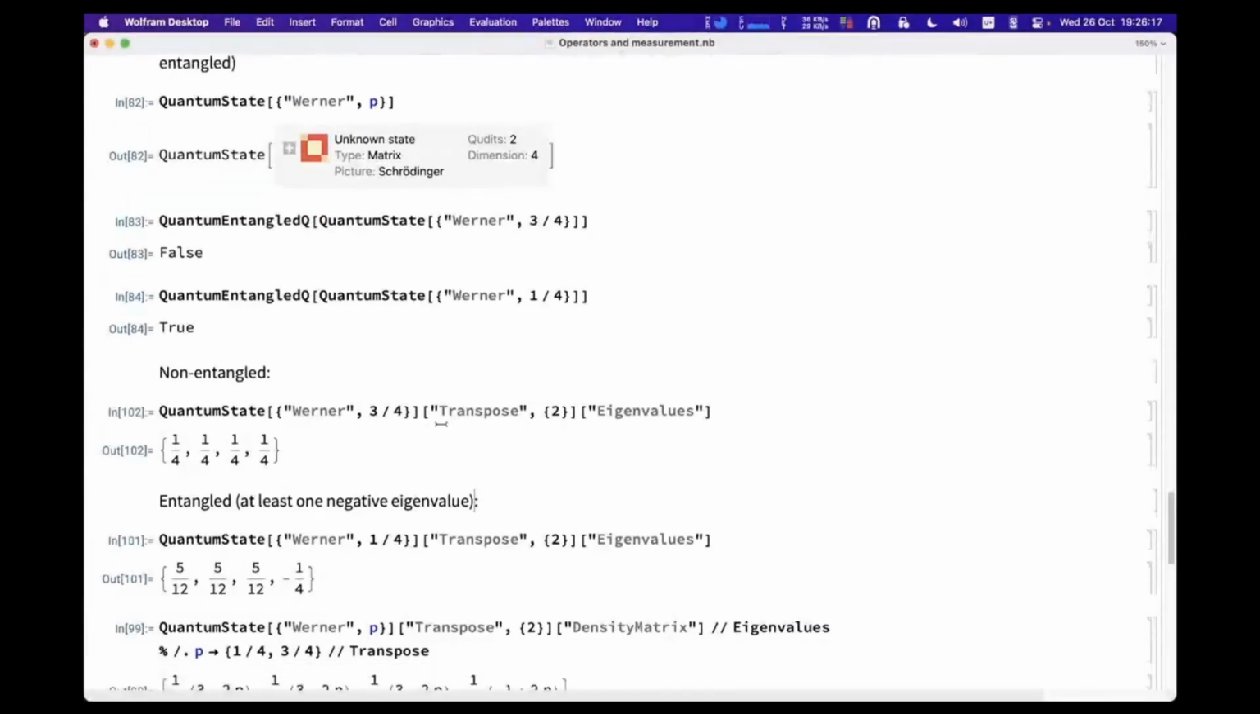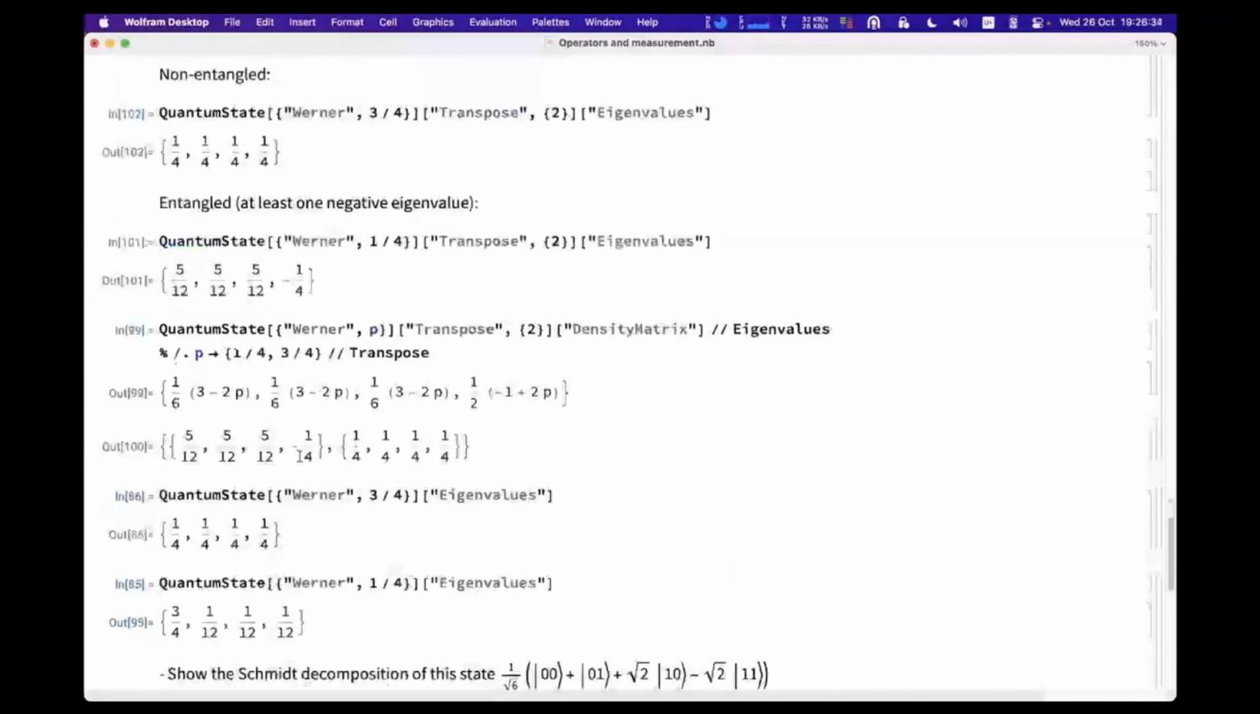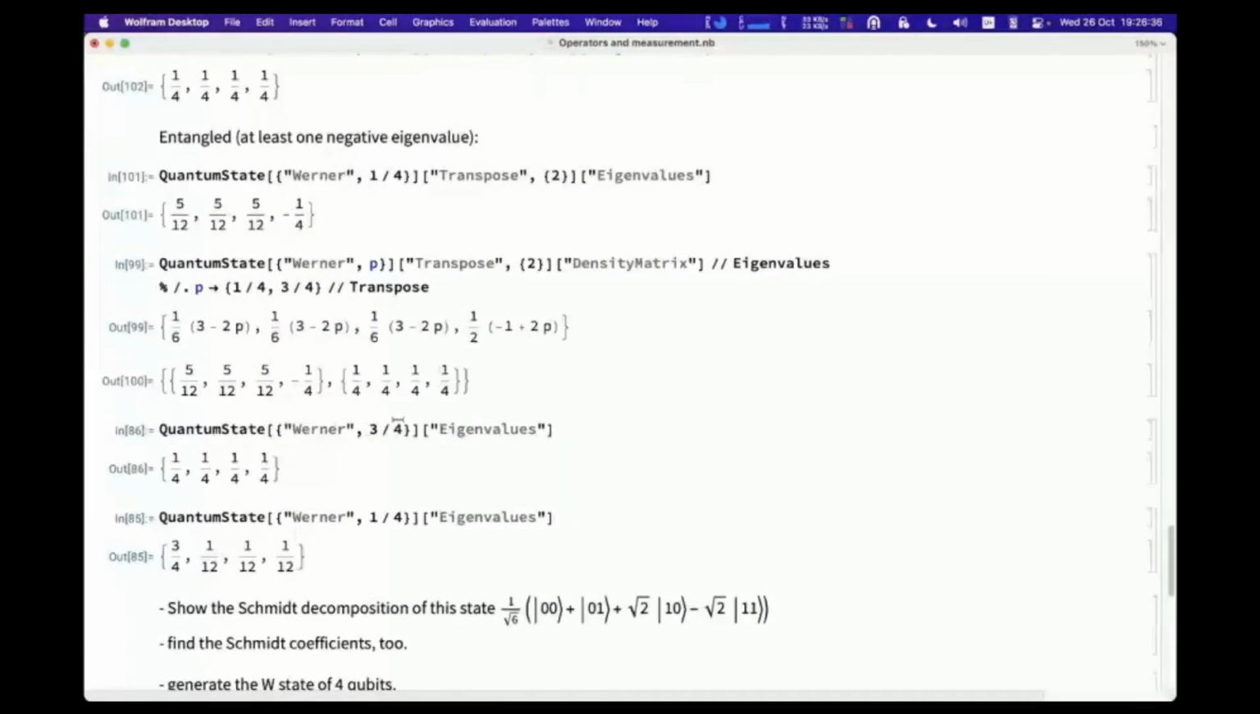And actually, since we have quantum entangled Q, for quantum entangled Q we are using the realignment, which is the most generic criterion to detect separable quantum states. Initially in our design, we were using the PPT criterion, but since it was only for qubits, we just dropped that.